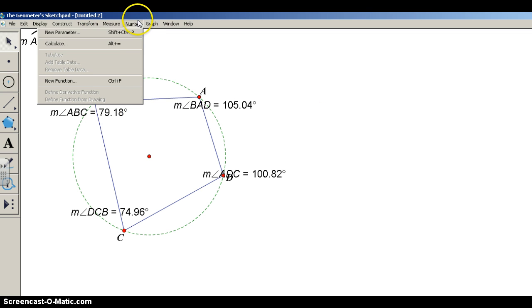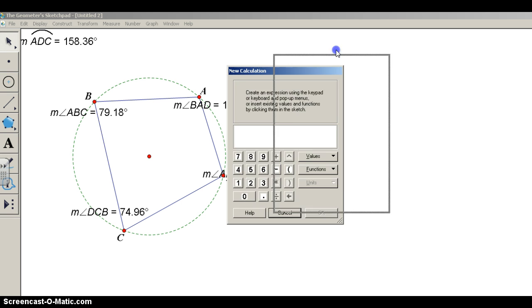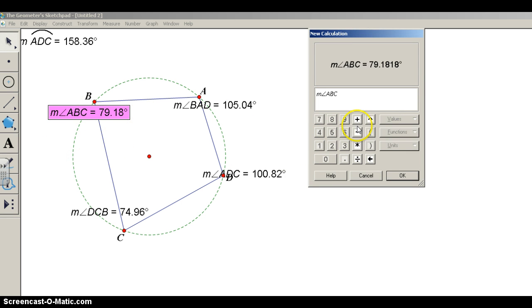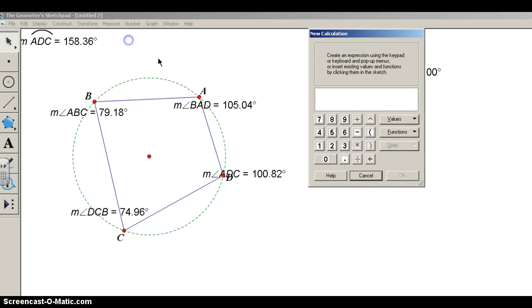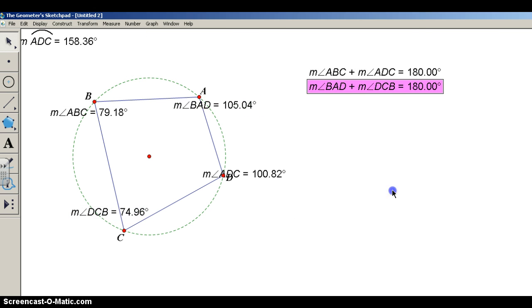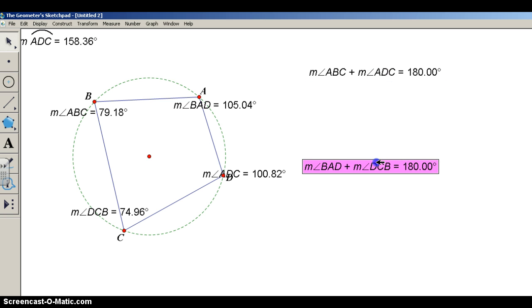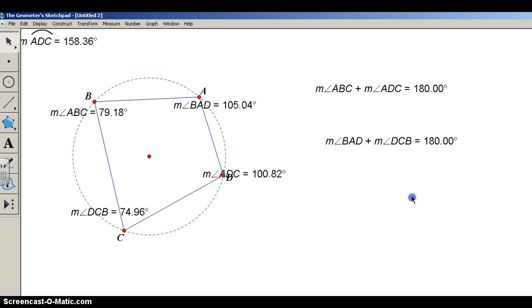Let me bring up the calculator. I'm focusing on opposite angles. So I got those 2 opposite angles. Let's do another one, the other set here. Wow, look at that. What do you notice about those angles?